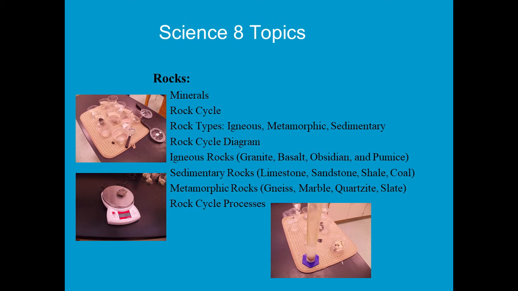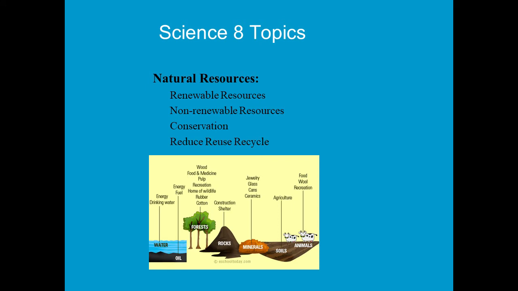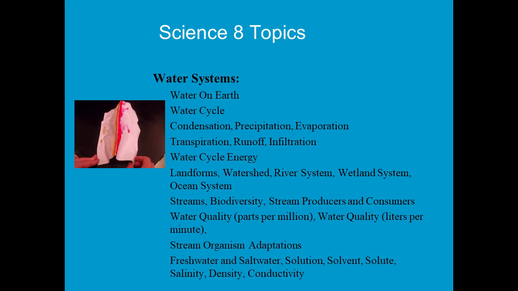There is a rocks unit, which students need to know 4 types of igneous, 4 types of sedimentary, and 4 types of metamorphic rocks. They'll study their characteristics. We talk about how renewable and non-renewable sources form and how we can reduce, reuse, and recycle. And of course, the water systems have to do with the water cycle and fresh and salt water.